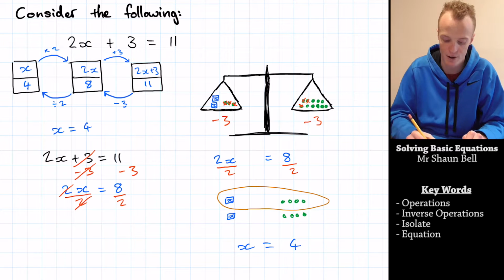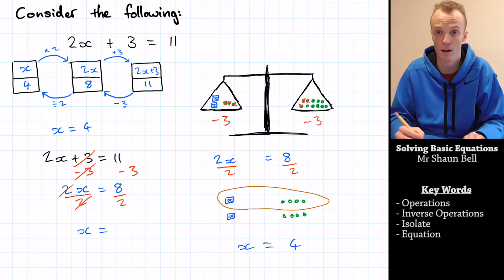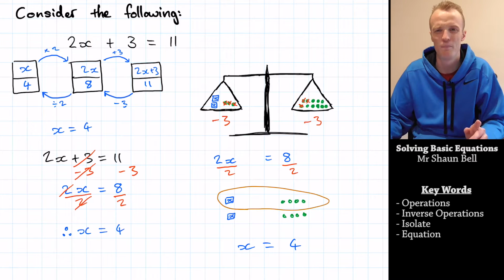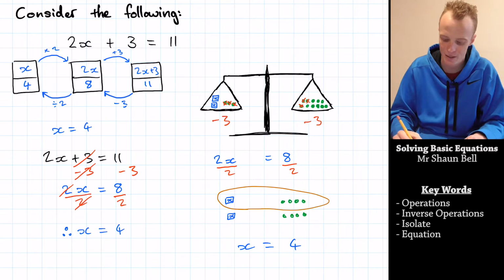So on the left hand side, I'm left with just my x, and that will equal my right hand side of 8 divided by 2, which is 4. Therefore, my x equals 4. But the good thing about these is we can always check to make sure we're right. So let's perform a little check step in here.